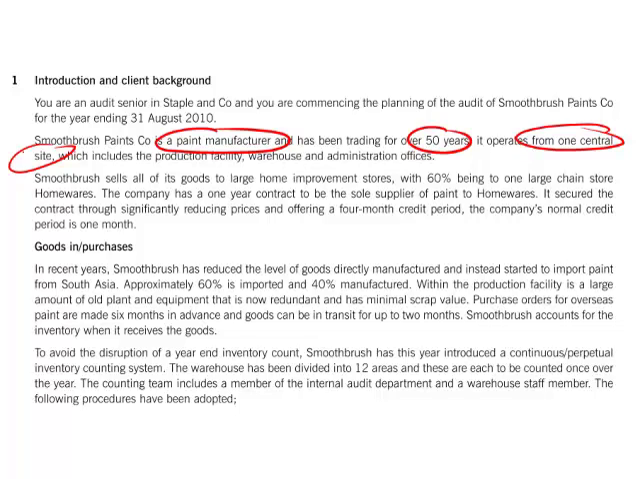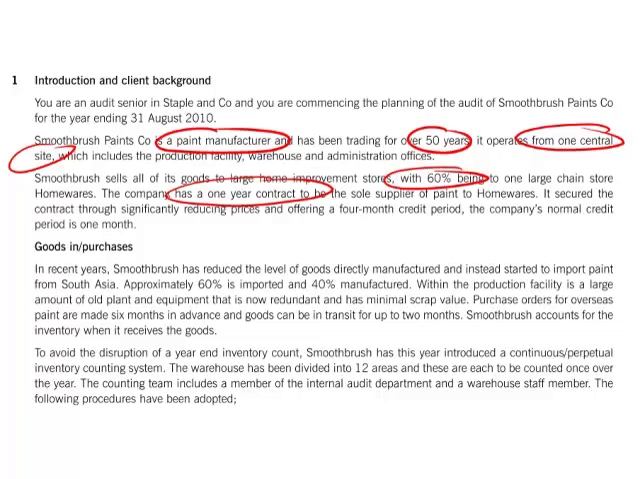Smoothbrush sells all its goods to large home improvement stores, with 60% going to one large chain, Homewares. Now that is a risk factor. If you have 60% of your output going to one particular customer, what happens if that customer were to go into liquidation? What happens if next year that customer doesn't award you the order again? And it says here it is a 1-year contract. And I think this raises potential going concern risks.